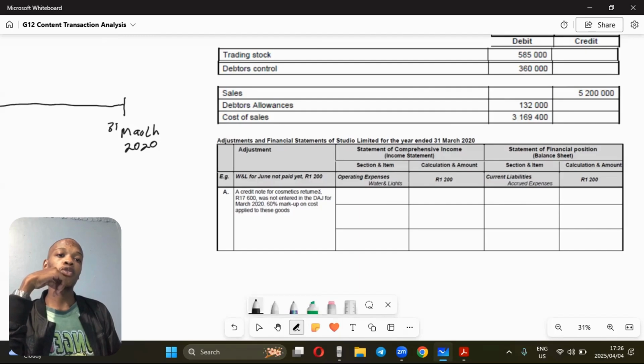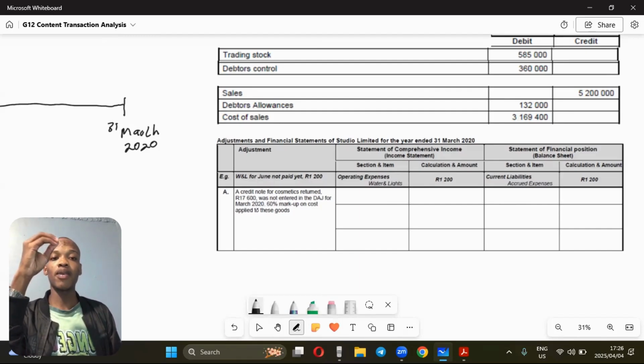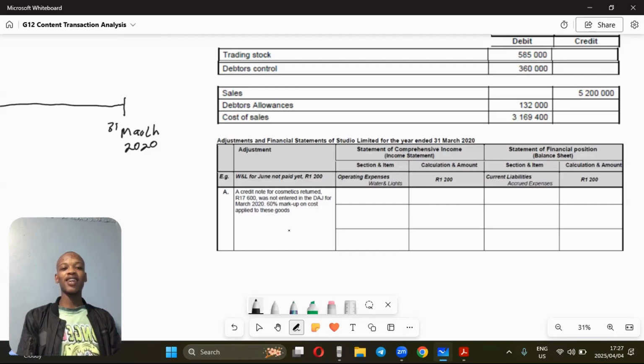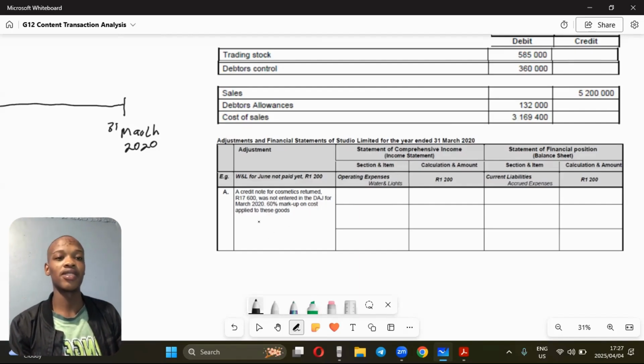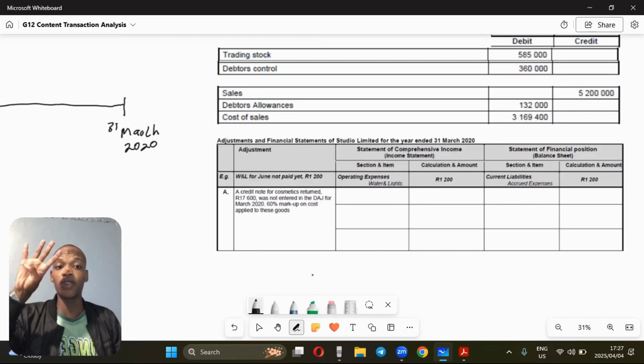Cosmetics returned, 17,600. Remember, if they don't say at cost, this amount is a selling price. It was entered in the debtors journal for March 2020. A 60% markup on cost was applied to these goods. Let's write down how many accounts are going to be affected: four.